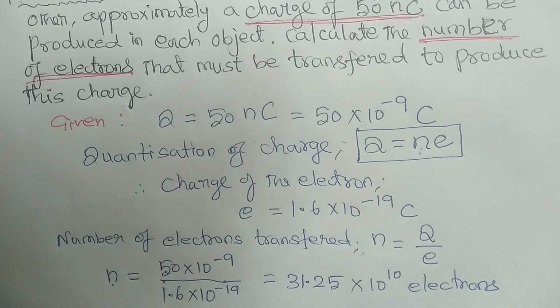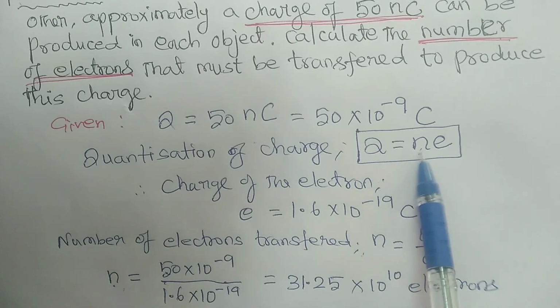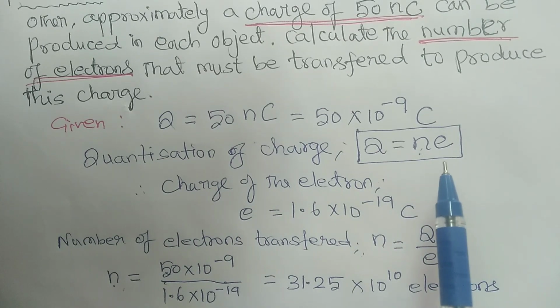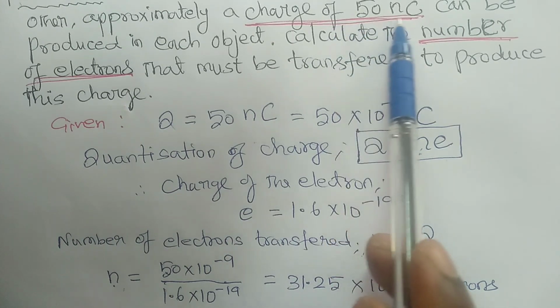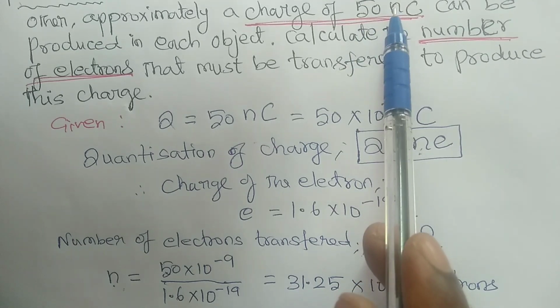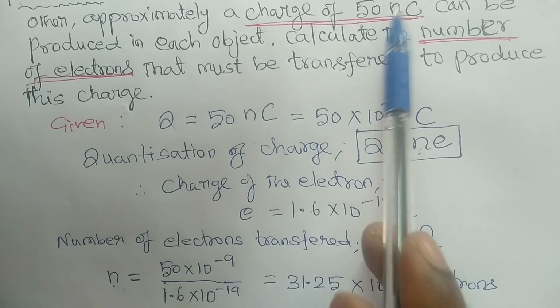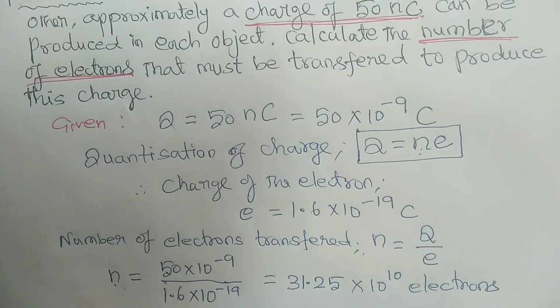Do you understand? So we calculated the value of N, the number of electrons. You remember this formula, quantization of charge. Then you can carefully understand how much amount of charge is produced in each object, whether it is a microcoulomb or nanocoulomb or coulomb. So once you understand this data, you can easily calculate the value of N.